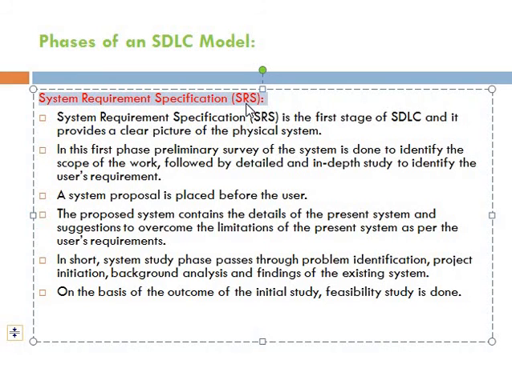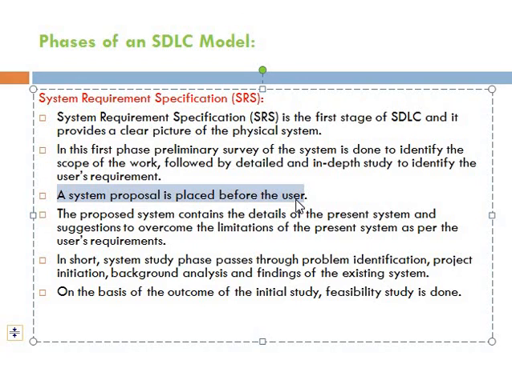Let's start with the first phase of an SDLC model, which is the system requirement specification, SRS in short. The system requirement specification is the first stage of a software development life cycle, and it provides a clear picture of the physical system. In this first phase, preliminary survey of the system is done to identify the scope of the work, followed by detailed and in-depth study to identify the user's requirement.